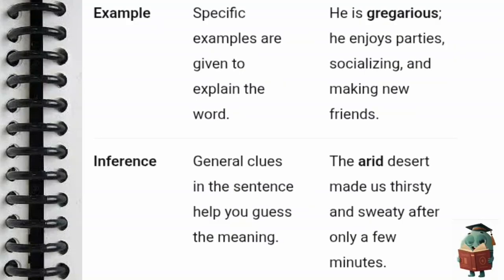Type: Example context clue. Here, specific examples are given to explain the word. For example, he is gregarious, he enjoys parties, socializing, and making new friends. Type: Inference context clue. General clues in the sentence help you guess the meaning. Example: The arid desert made us thirsty and sweaty after only a few minutes.